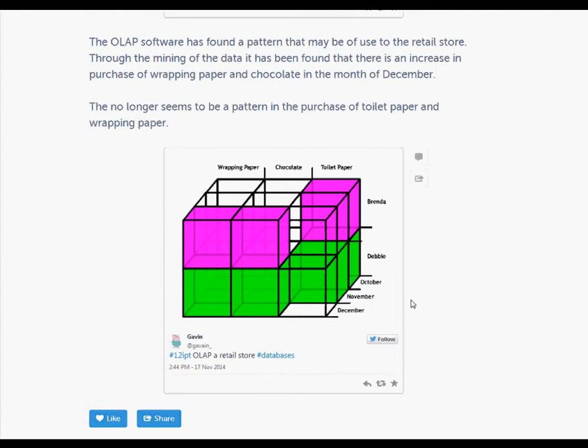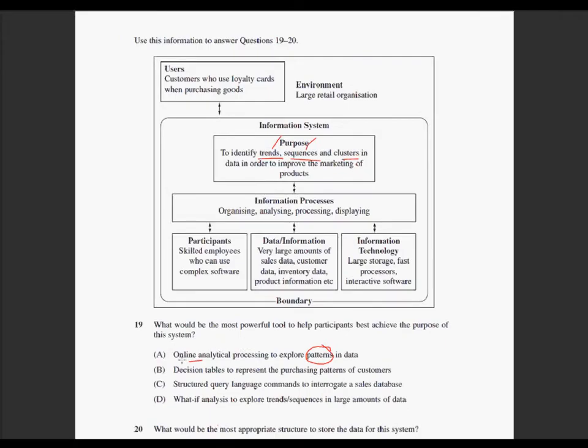So here's an example of online analytical processing that we had in one of our lessons. So you can see here what we've done is we've used a piece of software to graphically represent sales information in wrapping paper, chocolate and toilet paper over various months between customers. So what we've been able to find is that there's a pattern that in December customers who buy wrapping paper normally buy chocolate. After considering what online analytical processing is, we should be able to say straight away that the answer is A, but we'll carry on and have a look at what these other things are as well.